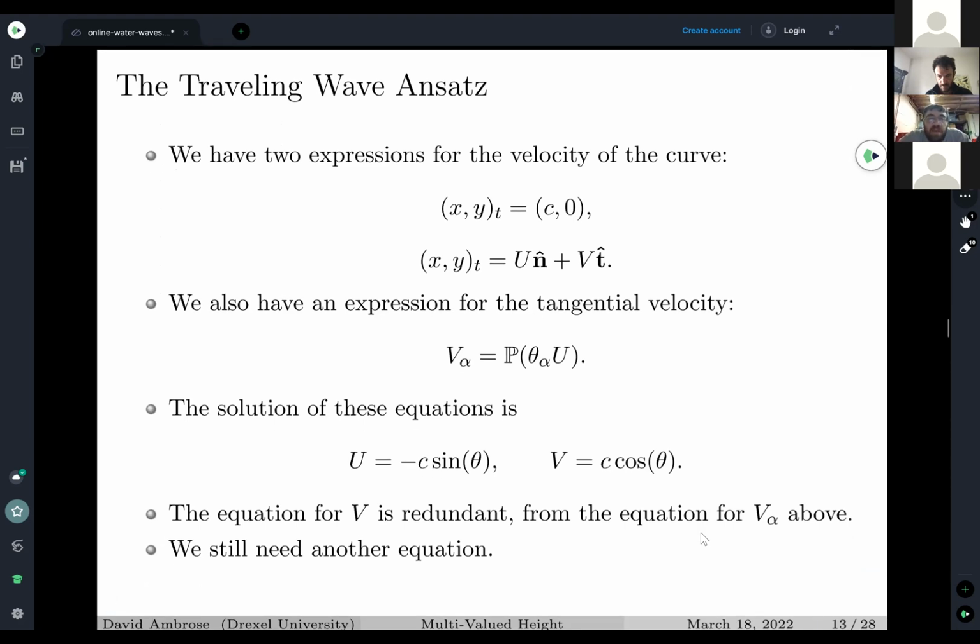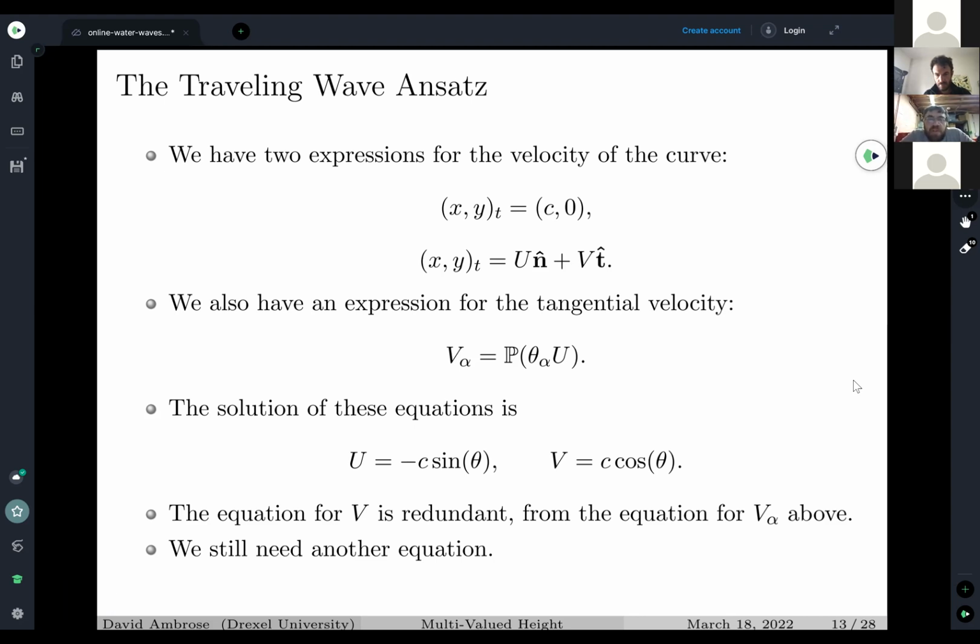Okay, so then again, similar to what we did with the arc length element, we now have two expressions for the velocity of the curve. One is the traveling wave ansatz, (x, y) sub t equals (c, 0). The other is the velocity of the curve is what we described, that (x, y) sub t is u times the normal vector plus v times the tangent vector. We also have an expression for the tangential velocity, that v was an antiderivative of theta alpha u. That projection P there is just the projection which removes the mean of a periodic function. So the zero mean projection of theta alpha u.